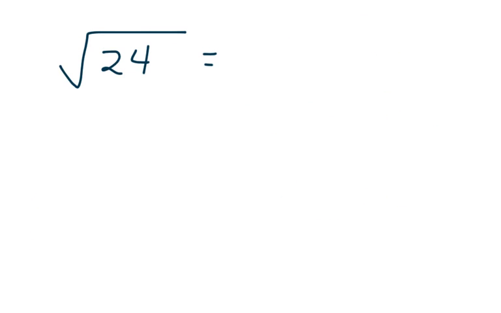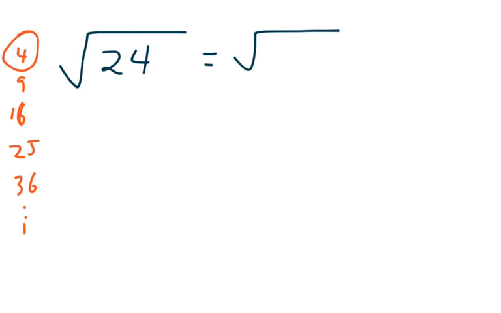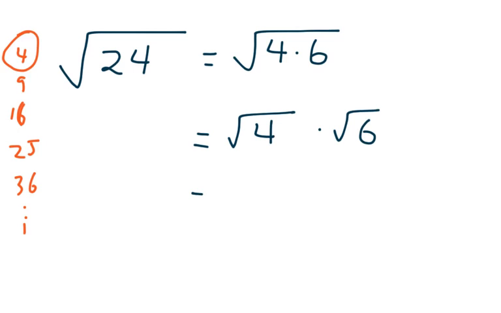Again, just another little bit of practice. We'll think about our perfect squares like 4, 9, 16, 25, 36, etc. Which one of these numbers goes into 24? It's that number 4 right there. So 4 goes into 24. We know that. So let's say that 24 is 4 times 6. That means that's root 4 times root 6. We know the square root of 4 is 2. That will give us an answer of 2 root 6.